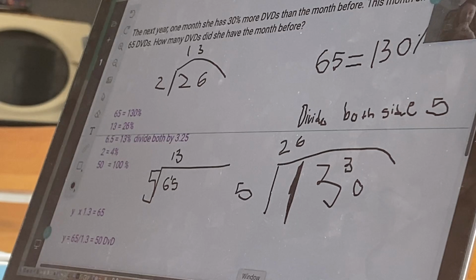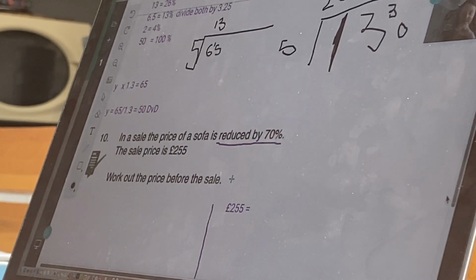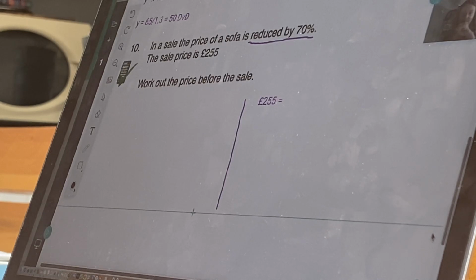This is exactly the same, except that it's been reduced instead, so it's gone down. So if you do the ratio way, if the sofa's been reduced, what will 255 be equal to as a percentage? 255. Yeah, 250. Can you see? If you scroll down, I'm on question 10. Yeah? Yeah. So it says that the price of a sofa has been reduced by 70%. Yeah. The price before the sale would have been 100%.